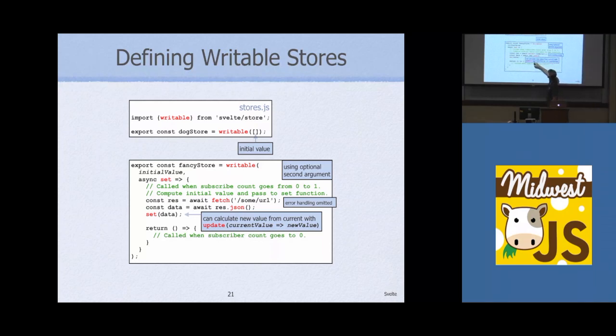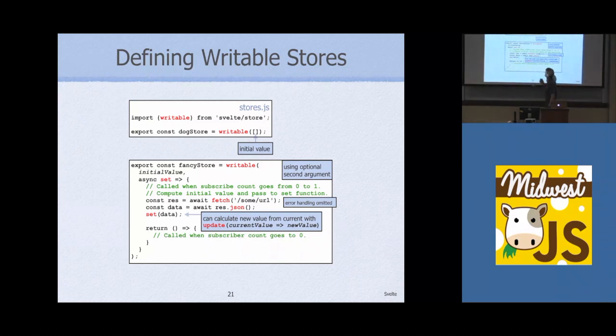Another thing that I could do that is more complicated, I give it the initial value like I did there with the empty array, but I also pass it a function, a set function. And so this is going to be called the first time somebody subscribes to this store. So it's kind of a lazy thing. I don't want to populate it if nobody uses it. But as soon as somebody does, it's going to call this.